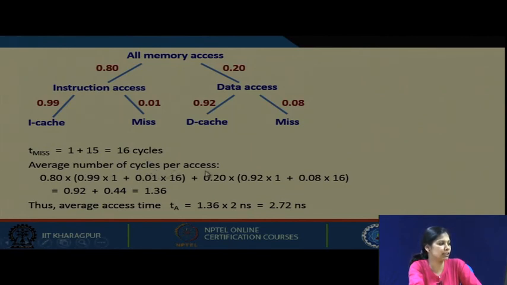So, average number of cycles per access will be how much? 0.80, that is 80% of the time we are accessing instruction, and when there is a hit, it will be accessed from cache, that is M1. If there is a miss, that is 0.01, this is the miss penalty, that is 16, plus 0.20, that is 20% of the accesses are data accesses. Here 0.92 will be hit and 0.08 into miss penalty will be miss. If we calculate this, we get the average number of cycles per access, which is 1.36 average cycles.